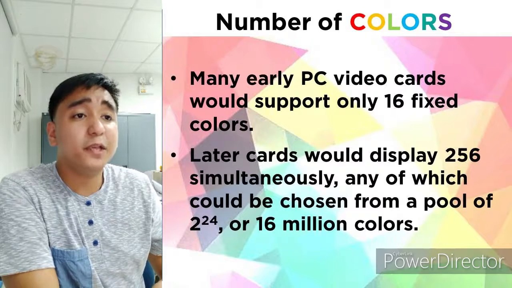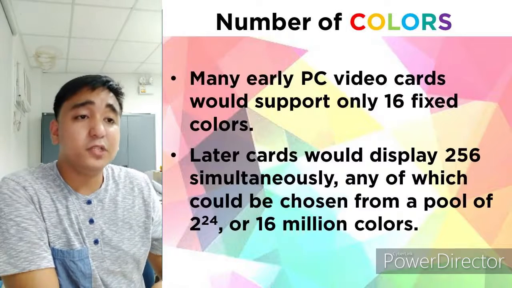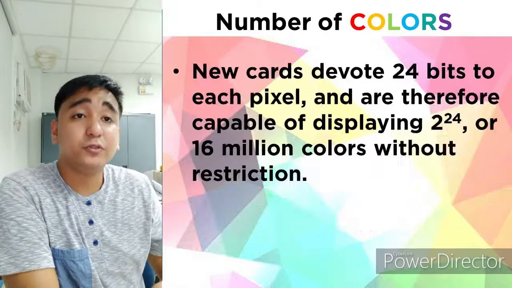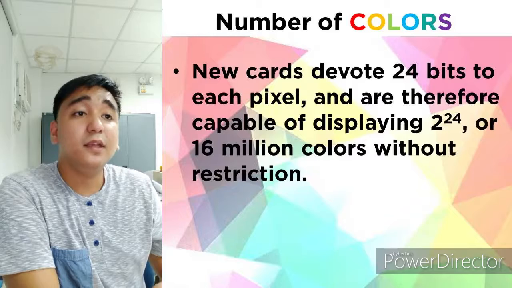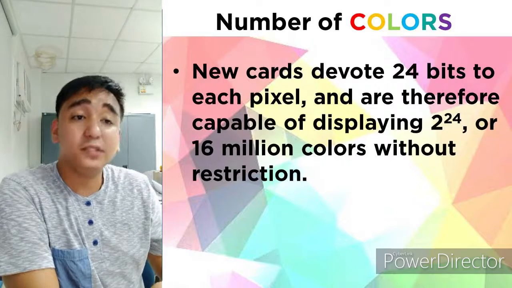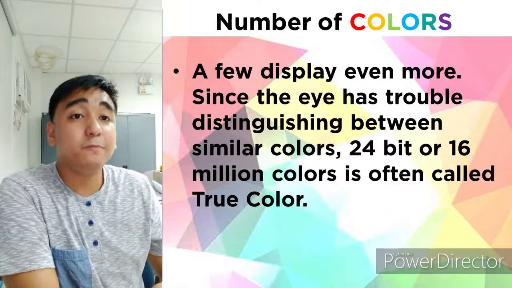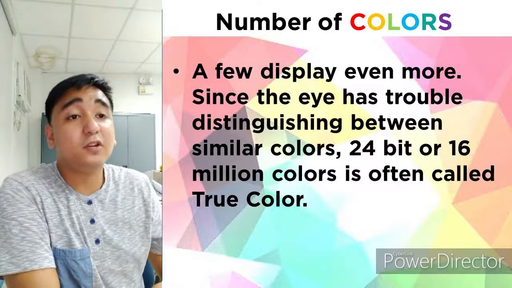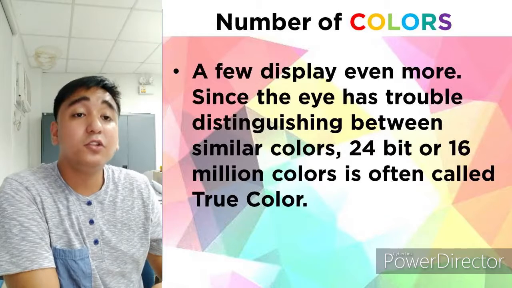Later cards would display 256 simultaneously, any of which could be chosen from a pool of 2^24 or 16 million colors. New cards devote 24 bits to each pixel and are therefore capable of displaying 2^24 or 16 million colors without restriction. A few display even more, since the eye has trouble distinguishing between similar colors. 24-bit or 16 million colors is often called true color.